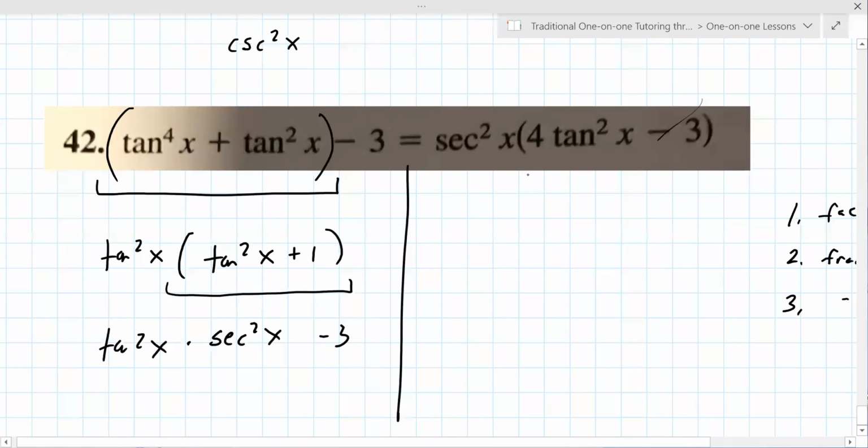Okay, from what I remember, we have to factor. Like, you mean if we factor, or maybe I haven't done this problem. I'm not sure. I remember. Okay, yeah, maybe we just distribute and see what happens. I'm not sure.